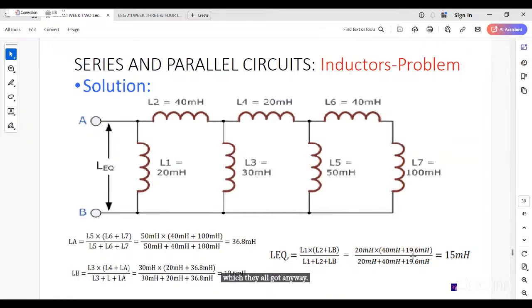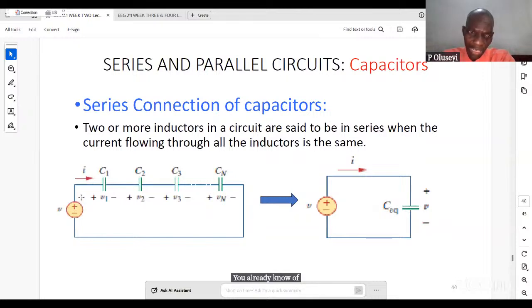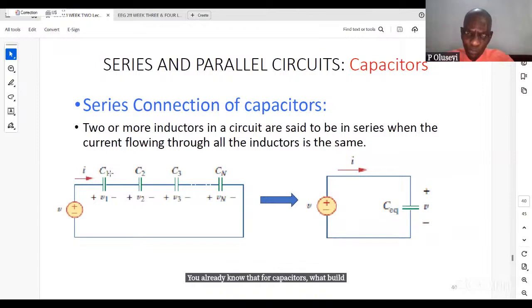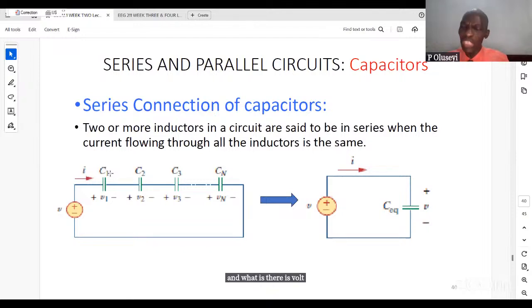All right, sir. Okay. So series connection. You already know of capacitors. You already know that for capacitors, what is built between their plates is voltage. You have the positive and negative plates, and what is there is voltage until it is full, it is charged to a level, and there will be no conduction of current or flow of charges, according to what we already know from Faraday's law.